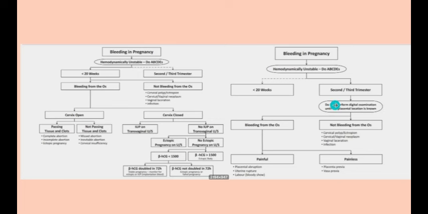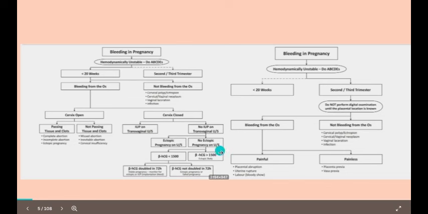Alright, so here is an approach to bleeding in pregnancy. Broadly speaking, I found this quite useful to look at last year. You can divide bleeding up into pre-20 weeks and then after 20 weeks bleeding. And then the question becomes whether the bleeding comes from the cervical os or not from the cervical os, and whether the cervix is open. I won't go through this too much now, but have a look at this, and then once we've covered some of the matrix conditions, this flowchart will become a little bit more useful.